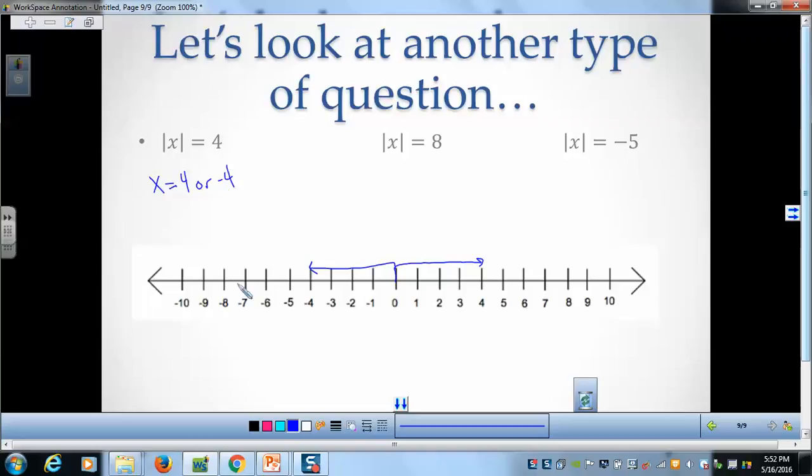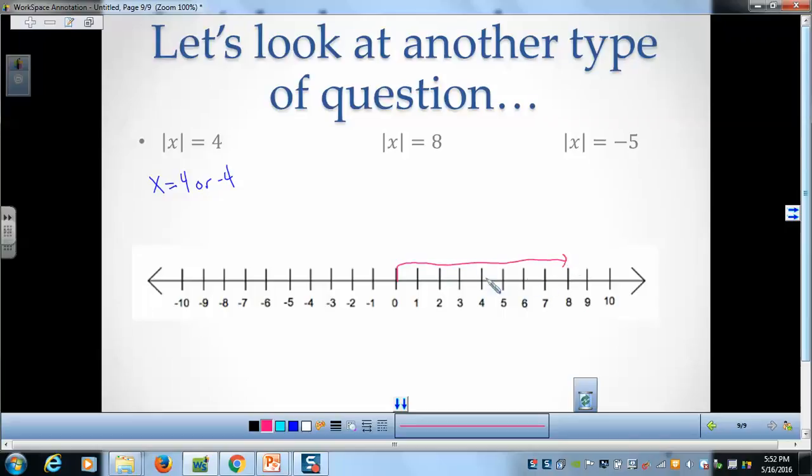Let me erase this real quick. Gone. Now we move to the next one. What numbers have a distance of 8 from 0? Once again, if we go to the right 8 units, take 8 steps, where do I end up?